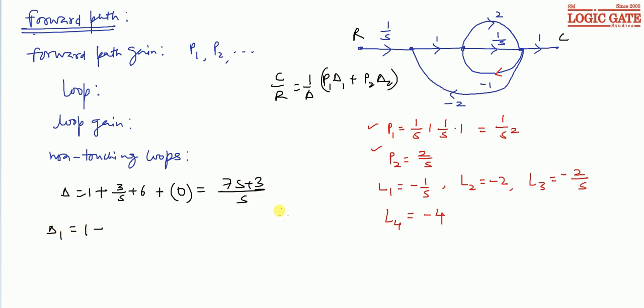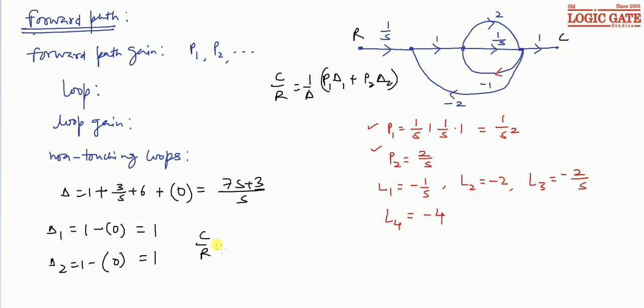Now let's calculate del 1. 1 minus sum of gains of all individual loops not touching the first forward path. This one is the first forward path, and we can see all 4 loops are touching the first forward path. So this one is 0, so del 1 is 1. What about del 2? 1 minus sum of gains of all individual loops not touching the second forward path. This is second forward path, and we can see all 4 loops are touching the second forward path. So 0. Del 2 is also 1.